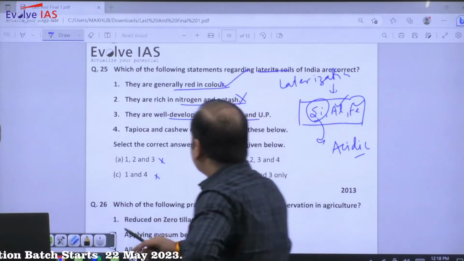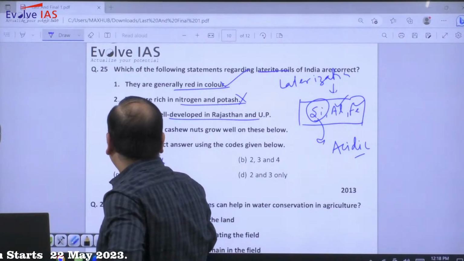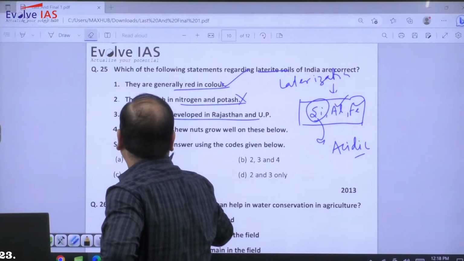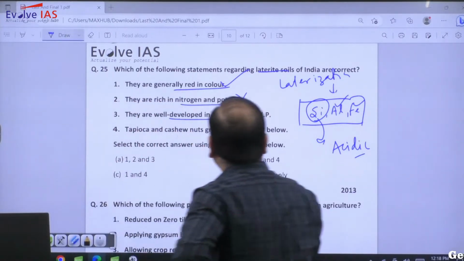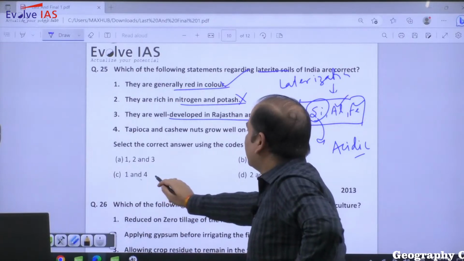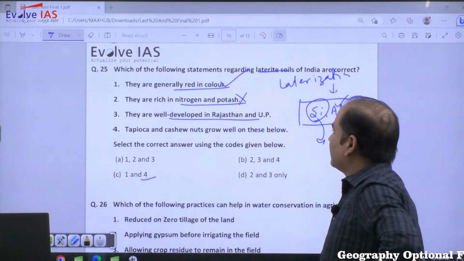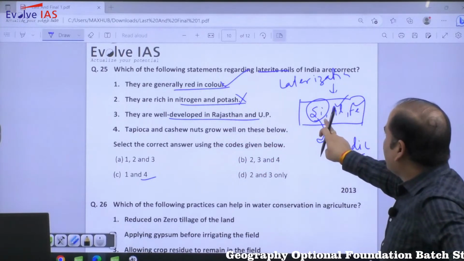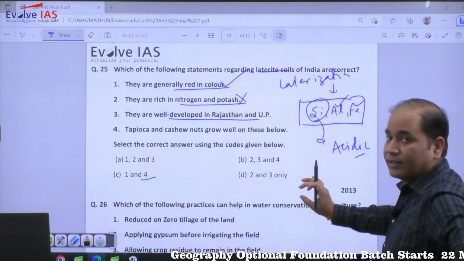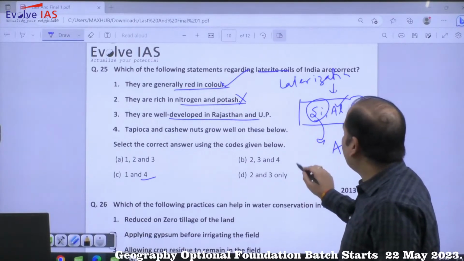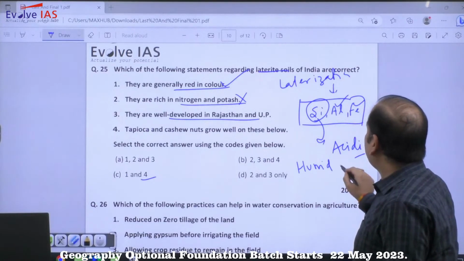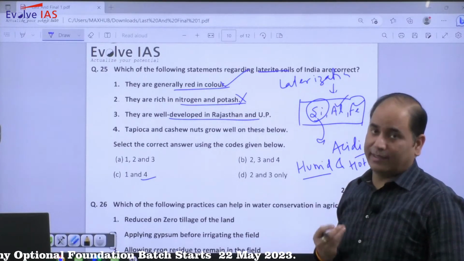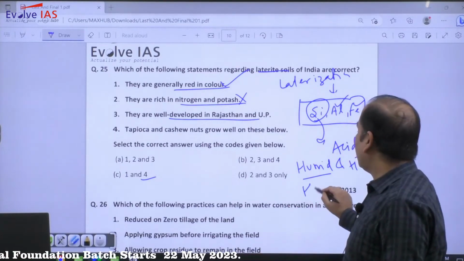Alright, first is correct, hold on. Second is incorrect. So you will get 1 and 4, because the second statement is incorrect. Anyway, they are well developed in Rajasthan. Now one more thing, laterite soil is a resultant of leaching. Leaching will only be there in humid and hot areas. Humid means the amount of rainfall should be high. Along with that, it should have high land.